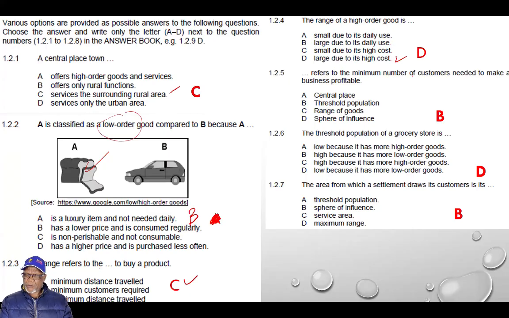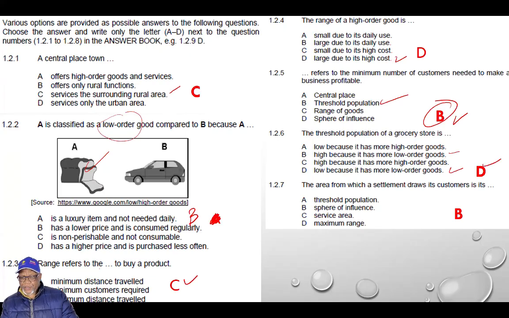Then dash refers to the minimum number of customers needed to make a business profitable. What is that? That is your threshold population, which is B, is correct. The threshold population of a grocery store is low because it has more high order. So there's a contradiction, low and high order. High because it has more low order. So it's also contradicting. It is high because it has more high order goods. It is low because it has more low order goods, which is D, which is correct then.